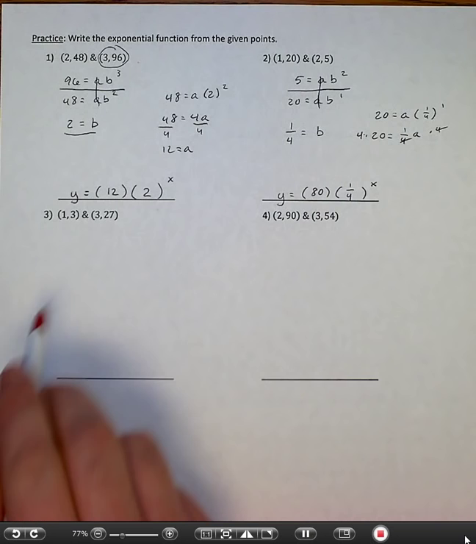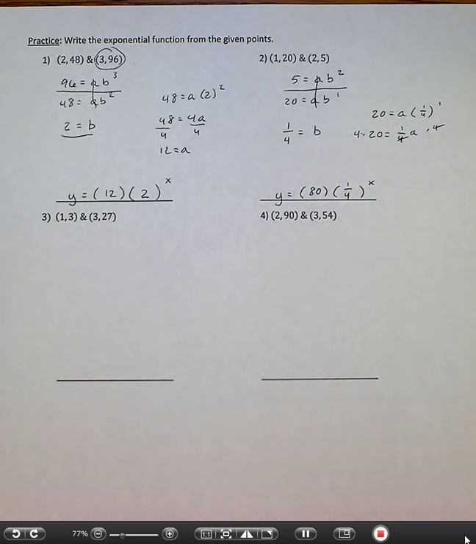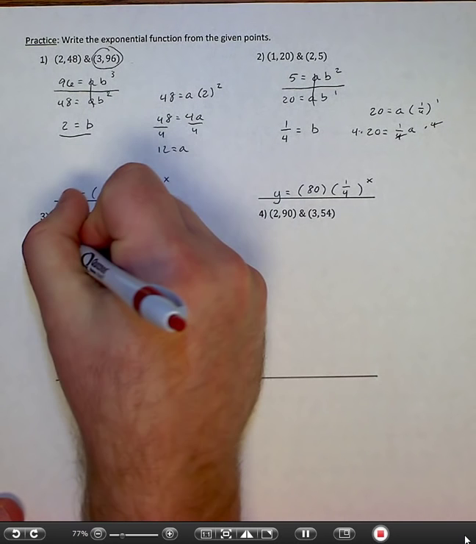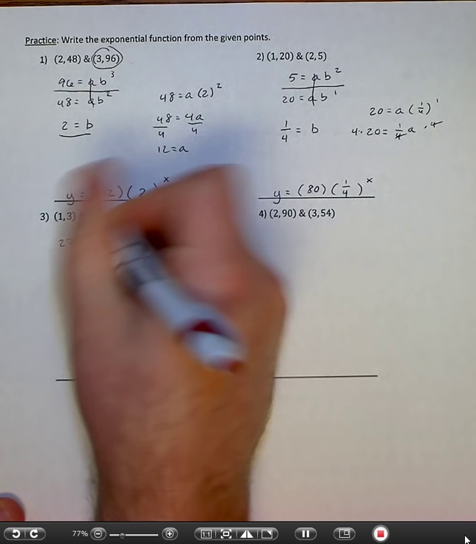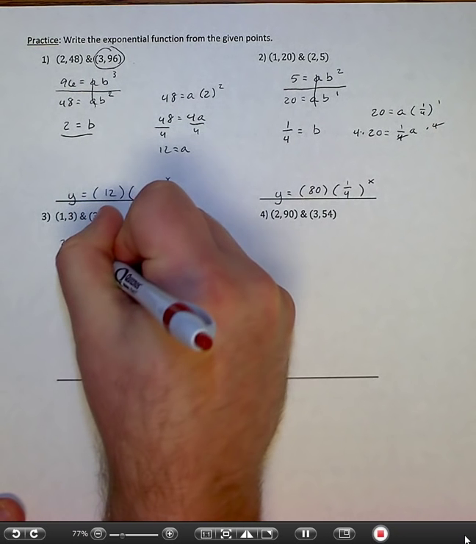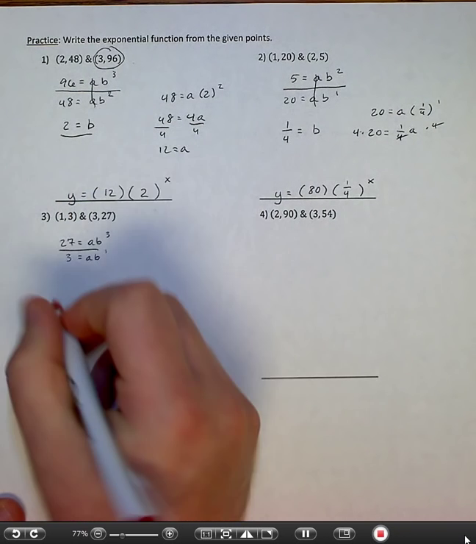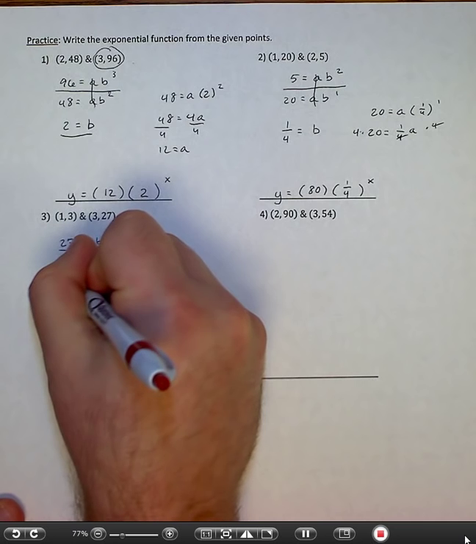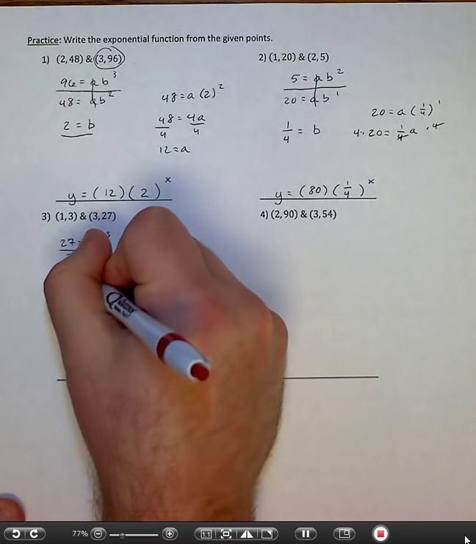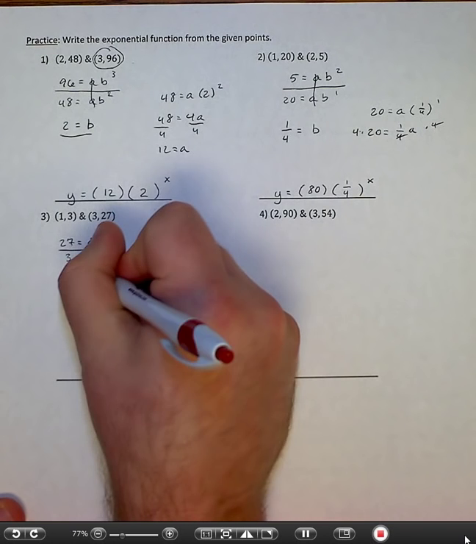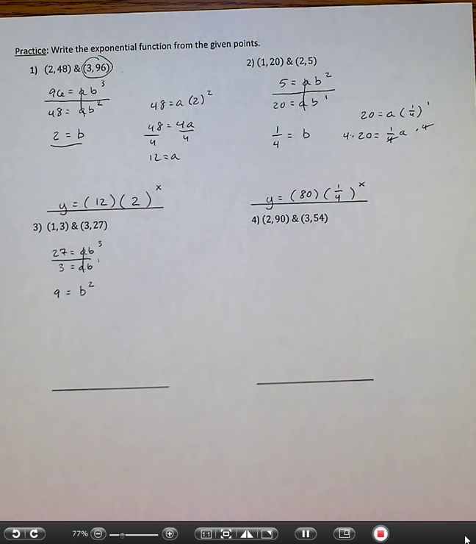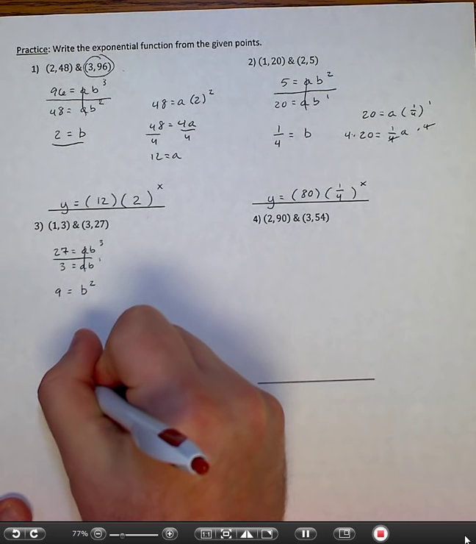The next one's definitely tricky, and I'll show you why. 27 equals ab to the third. 3 equals ab to the first. I'm dividing those. 27 divided by 3 is 9. A's cancel. Where are there more b's? On top. How many more? 2. Now that's b squared. I don't want b squared. I want b.